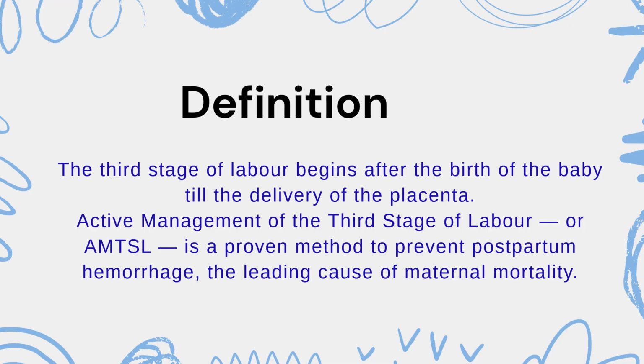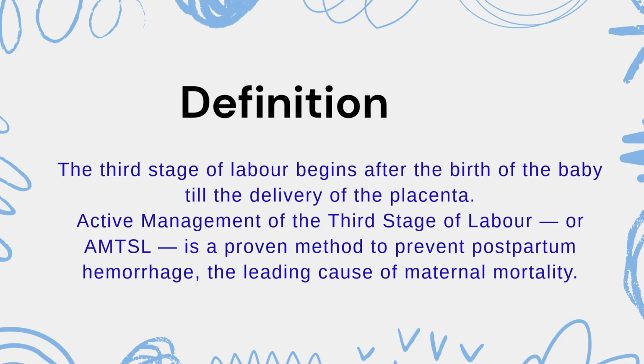Now why do we call it active management of third stage of labor? Earlier, after the delivery of the baby, we waited for the placenta to separate. We checked for signs that the placenta had separated, like lengthening of the cord or a gush of blood that we see, and only after that did we deliver it.